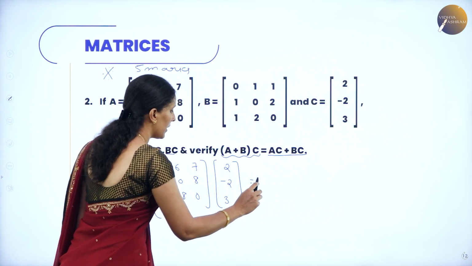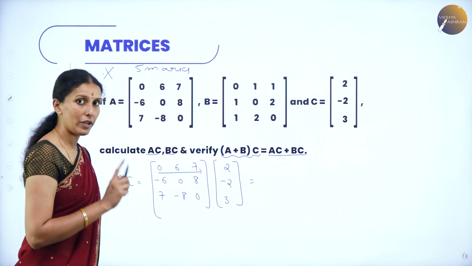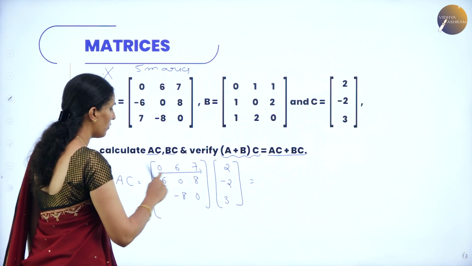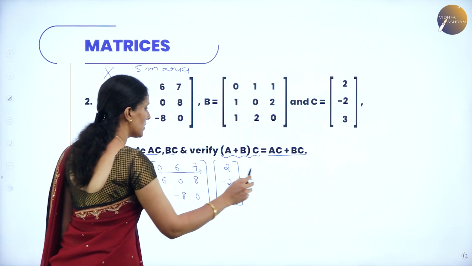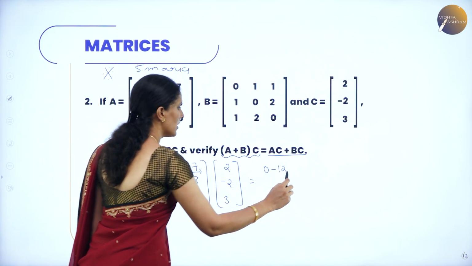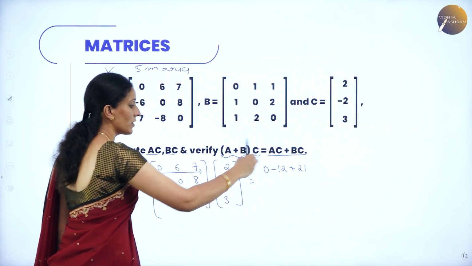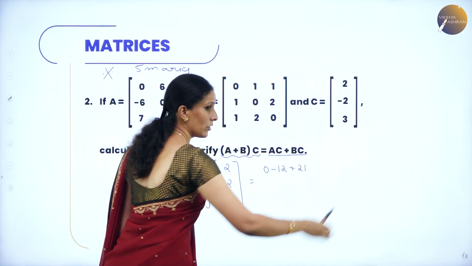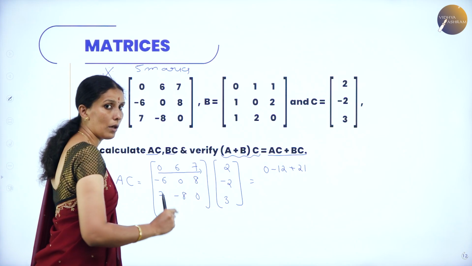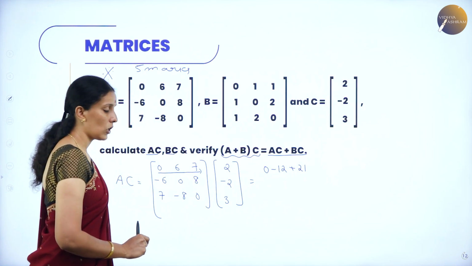Let us multiply this. First row, first column elements. So we have only one column. So therefore, first row, first column. So 0 2s are 0. 6 into minus 2, minus 12. 7 3s are 21. So finished. Because there is no other column to write different columns. We have only one single column. So therefore, this matrix also has only one single column.